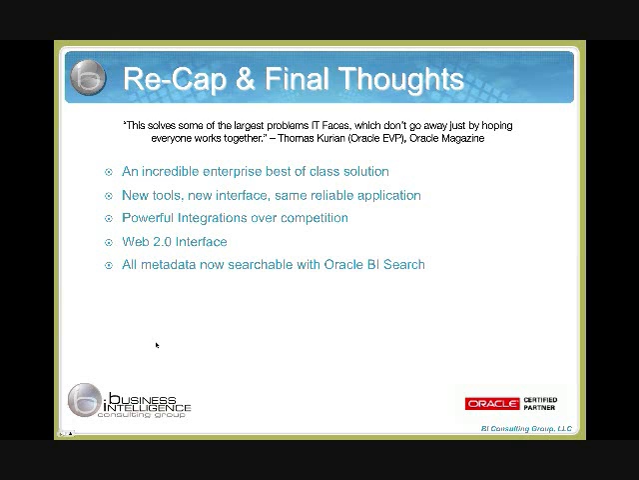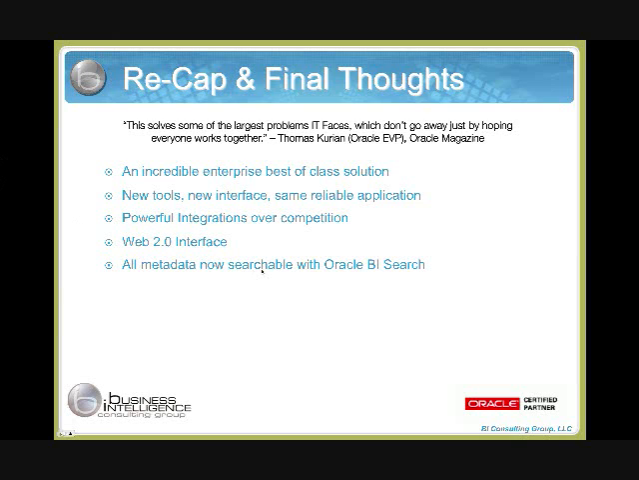And so just to recap, we had Thomas Kurian, who's an EVP over at Oracle, who said that OBIEE 11g solves some of the largest problems IT faces, which don't go away just by hoping that everyone works together. And that's so true, looking at the collaborative cohesiveness of this tool and a lot of the things that Amy and Marty have mentioned.